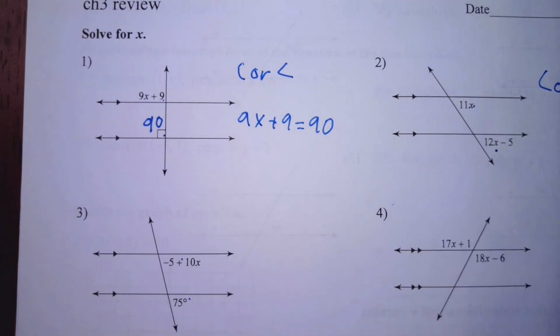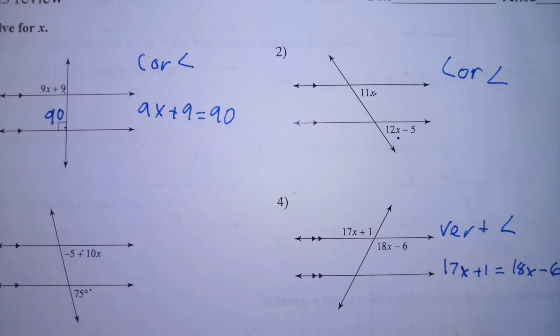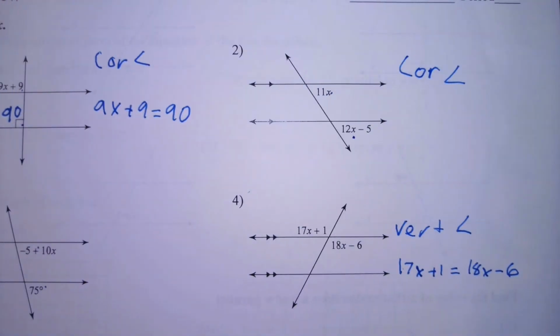Okay, 4. Those are vertical angles. Vertical angles are equal. Okay, let's put that in where it is. So that's what that's going to look like. Okay, moving on. 5.